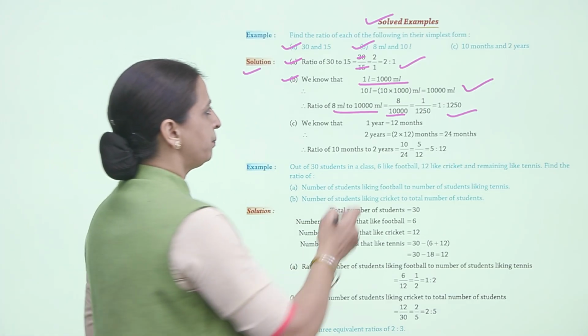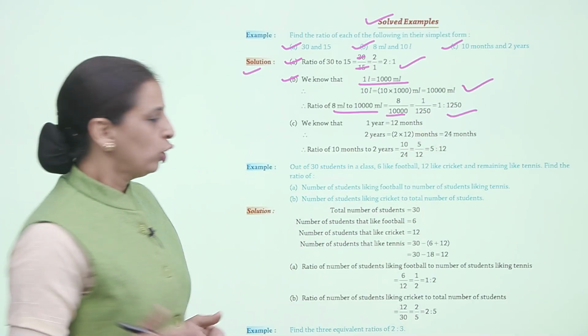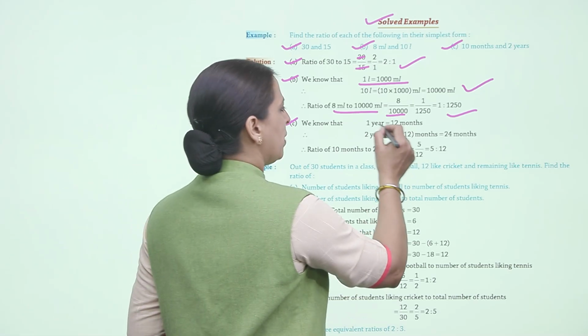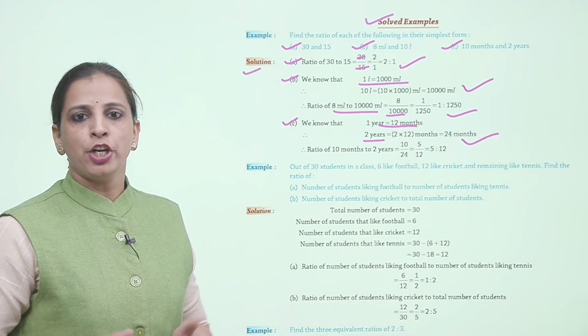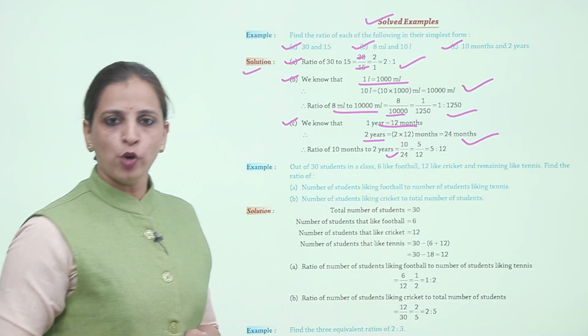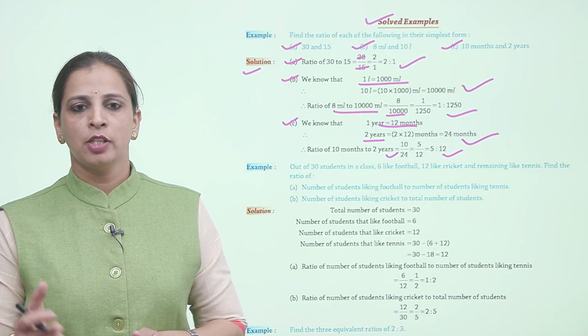Now C is 10 months and 2 years. एक months है, एक years है, तो हम क्या करेंगे? We know that 1 year is equal to 12 months. तो 2 years is 2 into 12 is equal to 24 months. Ratio of 10 months to 2 years is 10 by 24. It becomes 5 by 12 or 5:12. Now next example.